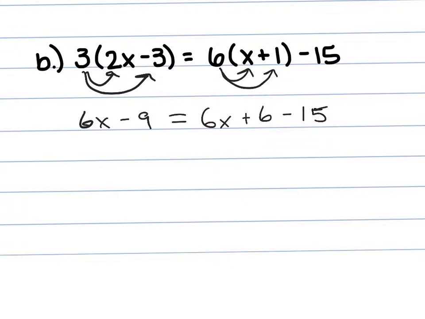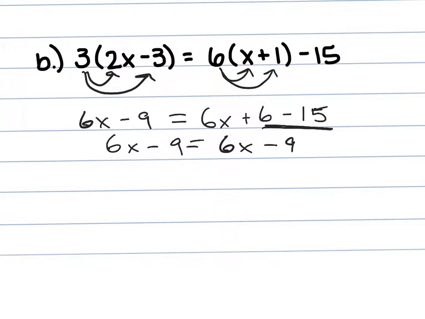So now that we've done that, is there any math to do on either side? The 6 minus 15, what does that give me? That's this right here. Okay, negative 9. So we get 6x minus 9 and 6x minus 9. Okay, so what are we going to do?